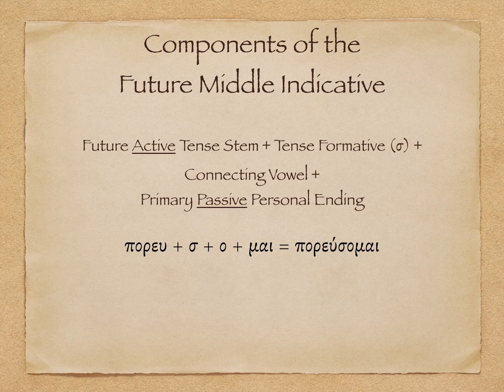Well, let's deal with the middle for a few moments. The middle indicative in the future uses future active tense form, but the primary passive personal endings. The omai, ei, which changes to a with the iota subscript, etai, ometha, esthe, and ontai. So here, poreusomai, poreuse, poreusetai, poreusometha. And you see the sigma.